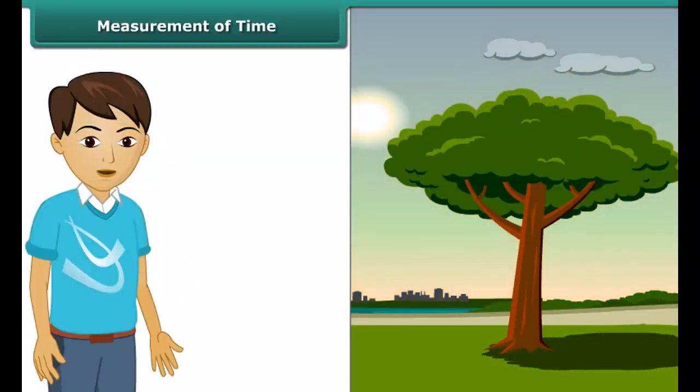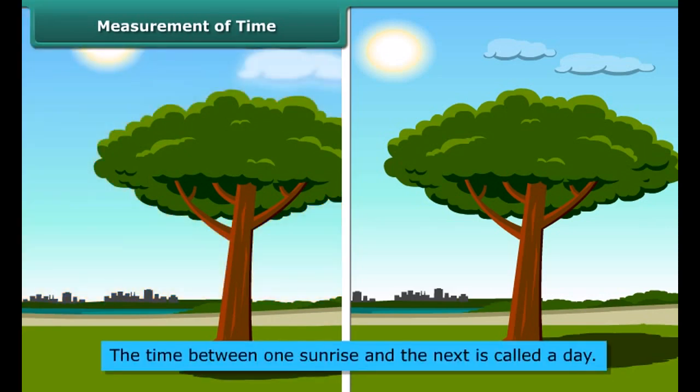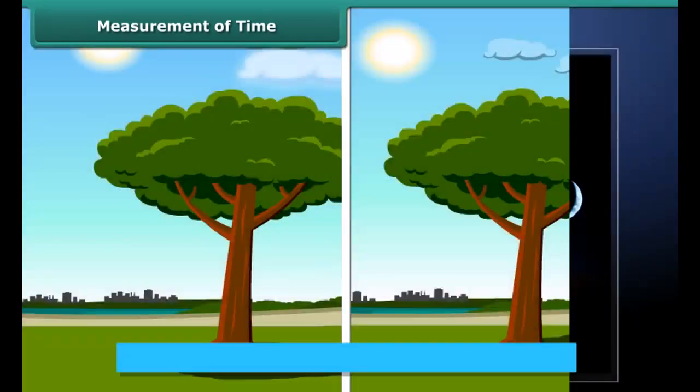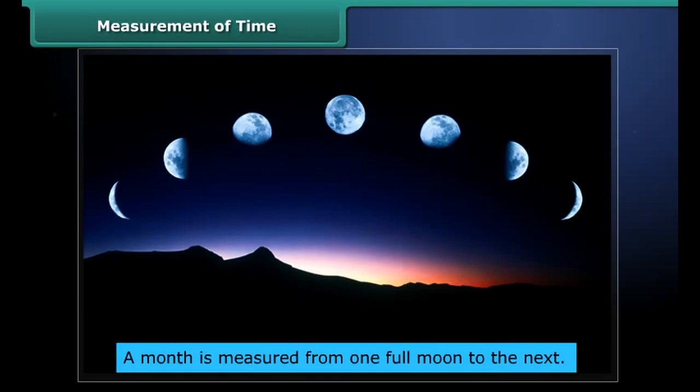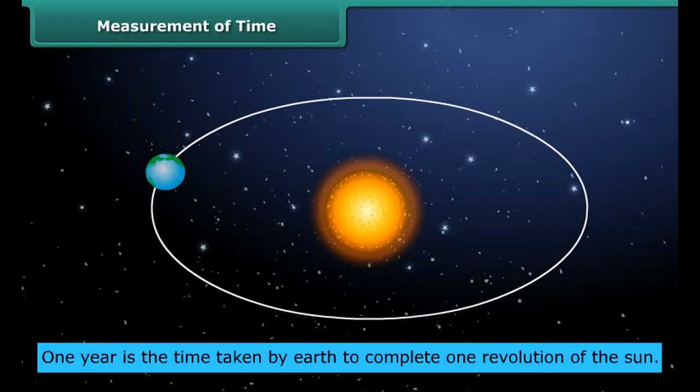Have you ever wondered how our elders could tell the approximate time of the day by just looking at the shadows? Many events in nature repeat themselves after definite intervals of time. For example, the sun rises every day in the morning. The time between one sunrise and the next is called a day. Similarly, a month is measured from one full moon to the next. One year is the time taken by Earth to complete one revolution of the sun.